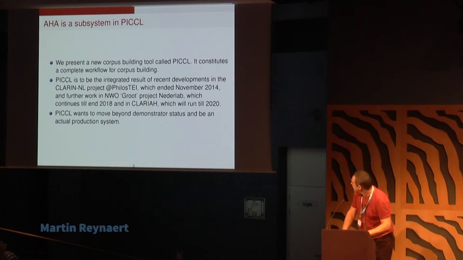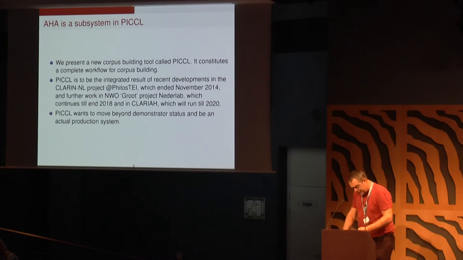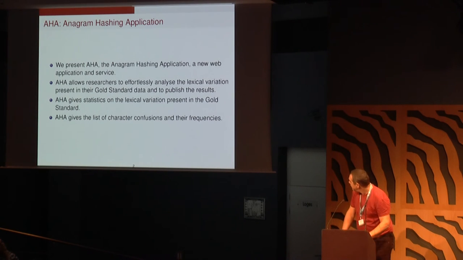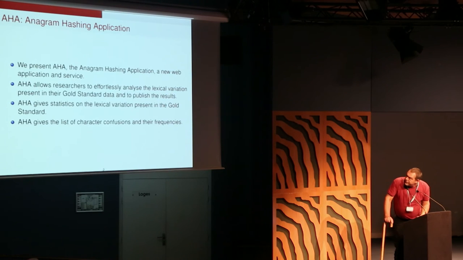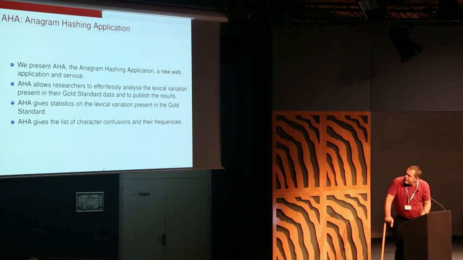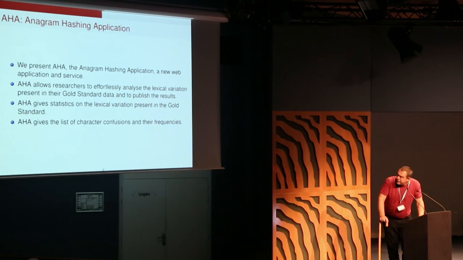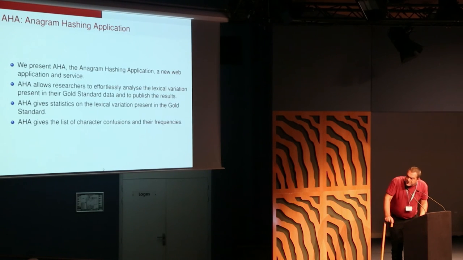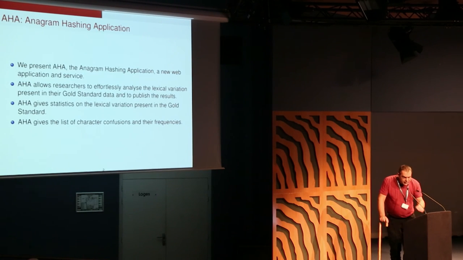So last year I presented Pickle, the philosophical or practical integrator of computational and corpus libraries. And this year I present a new subset of that, which is the anagram hashing application. It's actually a little tool that I hope will help researchers more properly document their gold standards for language variation, lexical variation. So if they have a gold standard, they can throw it in here and get a nicely formatted LaTeX summary of the statistics of the variation in their data.